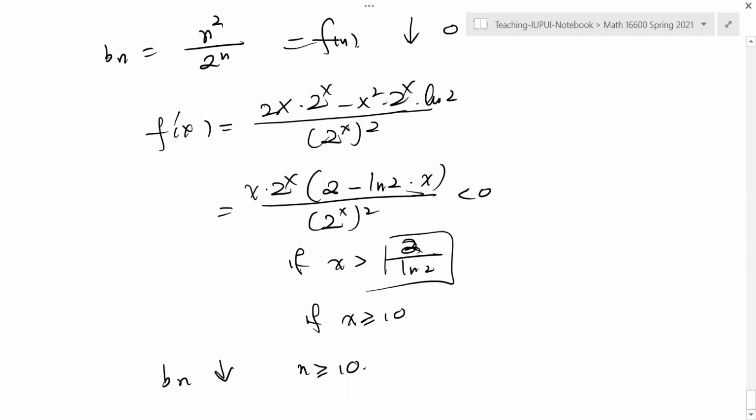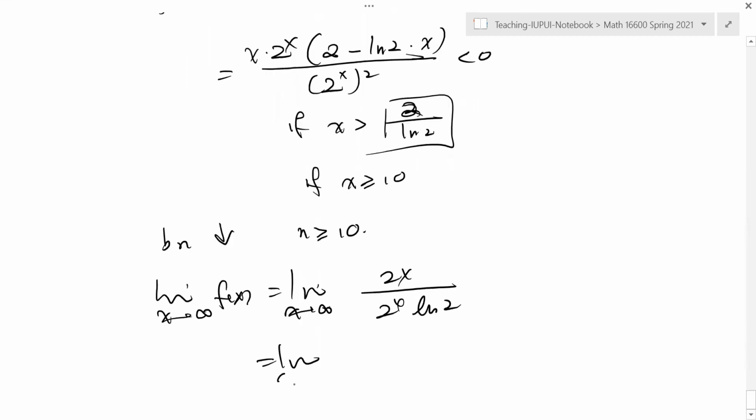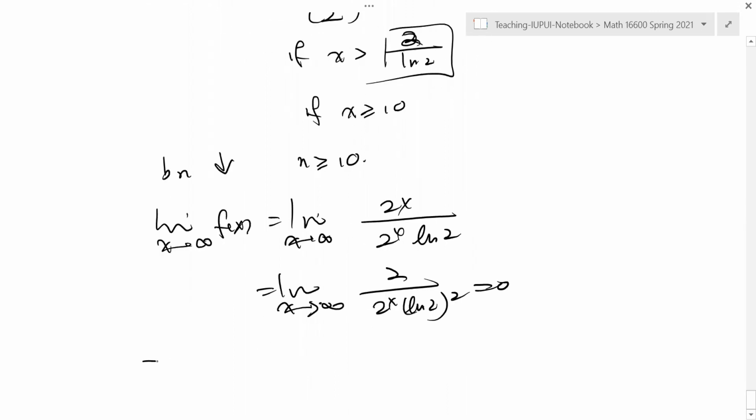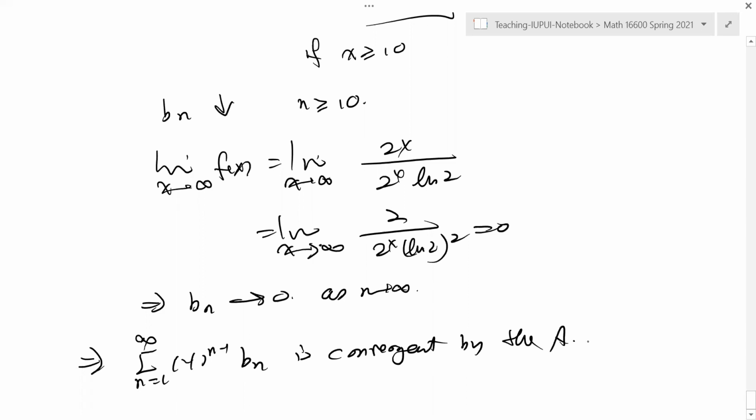You also have to look at the limit of f of x and use L'Hopital's rule, right? It's going to be 2x over 2 to the x natural log of 2. Then you have to differentiate again, and have 2 over 2 to the x natural log of 2 squared. So clearly the limit is going to be 0, right? That means Bn approaches 0 as n approaches infinity. Then you can conclude that this series is convergent by the alternating series test, okay?